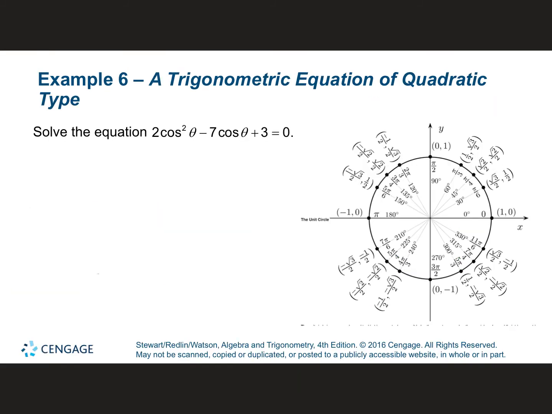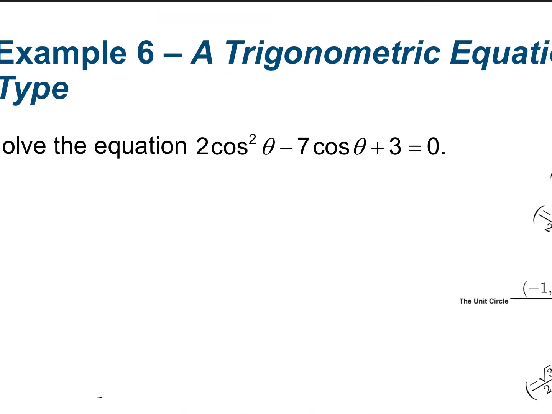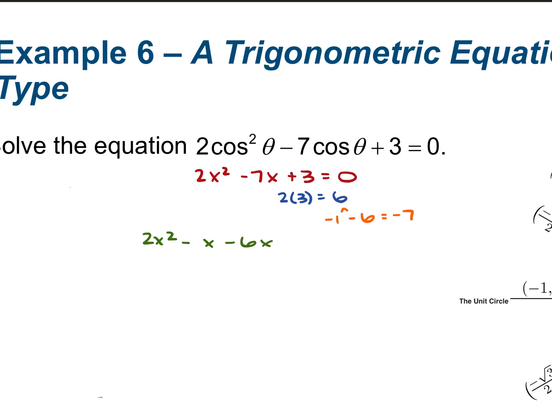For our next example, we're solving the equation 2 cosine squared theta minus 7 cosine theta plus 3 is equal to 0. Cosine is x, so think of this as 2x squared minus 7x plus 3 is equal to 0. Solve this by factoring. You have an a other than 1, so multiply the 2 by the 3, it gives you positive 6. The factors of positive 6 that add up to be negative 7 are negative 1 and negative 6.